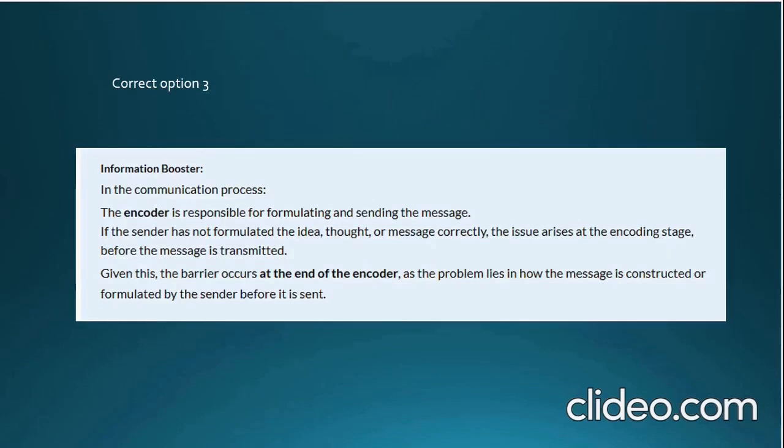That is, in the communication process, the encoder is responsible for formulating and sending the message. If the sender has not formulated the idea, thought, or message correctly, the issue arises at the encoding stage before the message is transmitted. Given this, the barrier occurs at the end of the encoder, as the problem lies in how the message is constructed or formulated by the sender before it is sent.